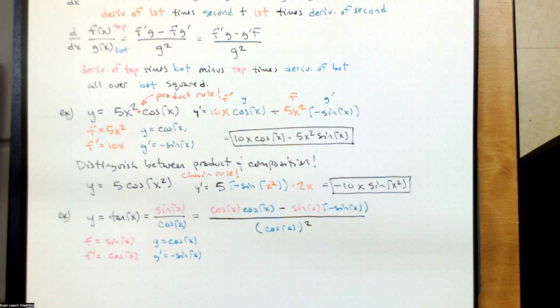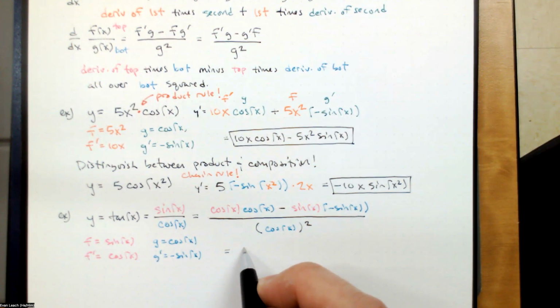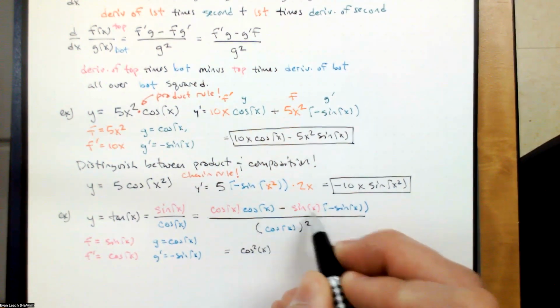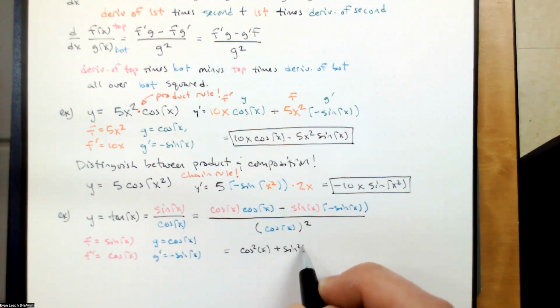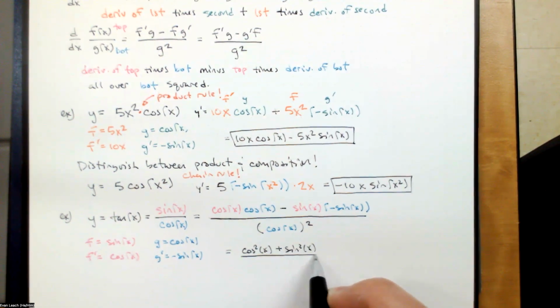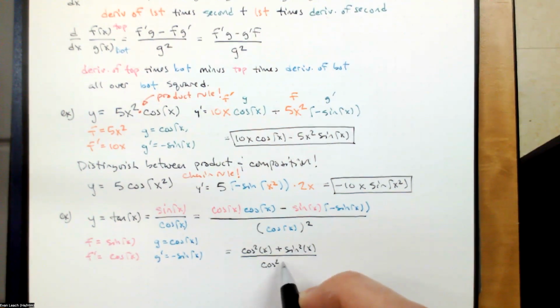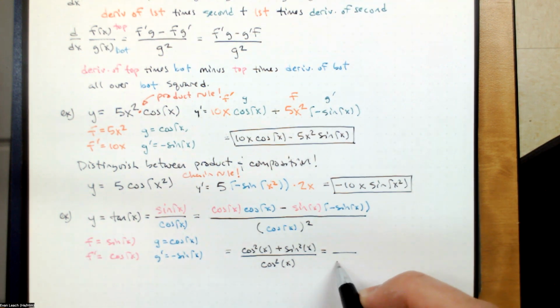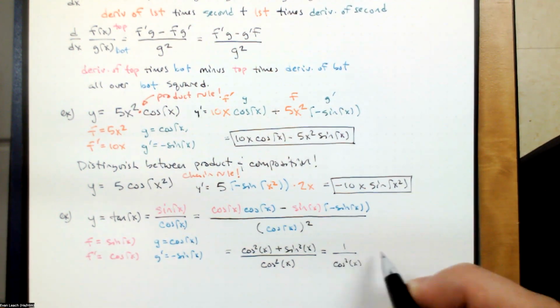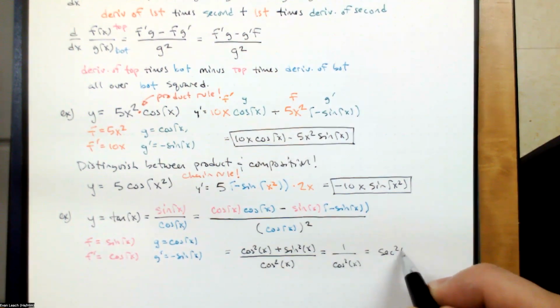Now, of course, we want to clean it up using our mad algebra skills. Cosine times cosine is cosine squared. Sine times negative sine is negative sine squared, times a negative is a plus sine squared. And the denominator is going to be cosine squared. And now we're going to remember our trig identities. Cosine squared plus sine squared is 1. And so this is equal to 1 over cosine squared. And 1 over cosine squared is secant squared.